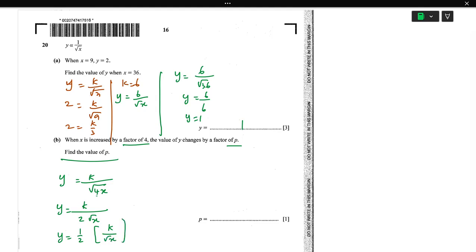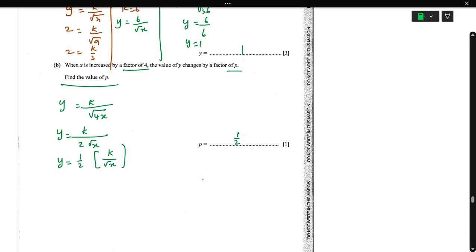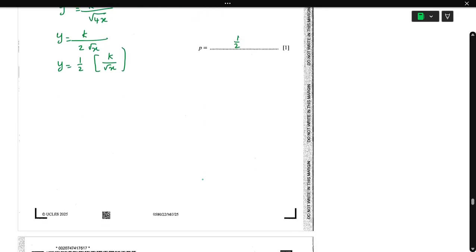So you can see when I increase x 4 times, y becomes 1 by 2 of this. So p equal to 1 by 2. Y becomes 1 by 2 times the given value. So that's the change that happens.